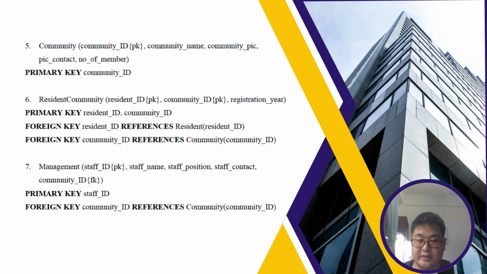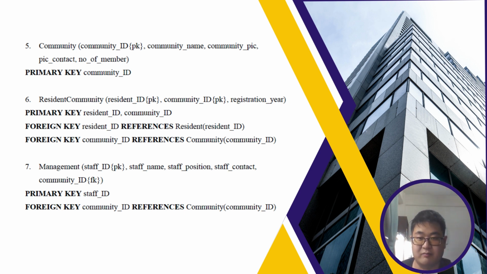For the fifth of the relational table, we have the community table, which has the attributes of community ID, community name, community PIC, PIC contact, and number of members, with the primary key being community ID. For number 6, resident community, which has the attributes of resident ID, community ID, and registration year. The primary key is resident ID and community ID, and the foreign key for the resident community is also resident ID that references the resident table and also the community ID that references the community table.